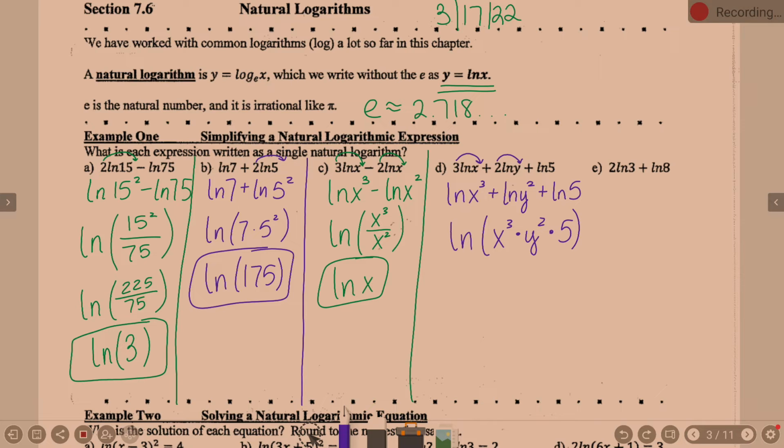Could I make this a little nicer, though? I'll be honest, this is not how I would be writing it as a final answer. Although, might MathXL take it in this order? I don't know. For me, when I have a constant multiplied by variables, I tend to put the constant in front of the variables. So for me, when I write this, I would say this is natural log of 5x cubed y squared. That's it. Our goal in this section is to rewrite it as 1 log, yes? Yep. And I did that. So, yep, that's it.